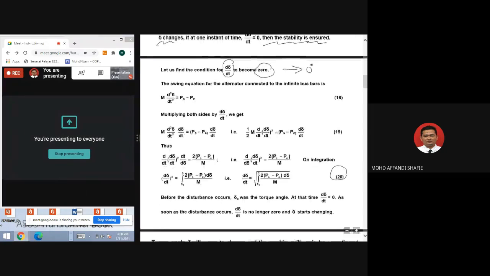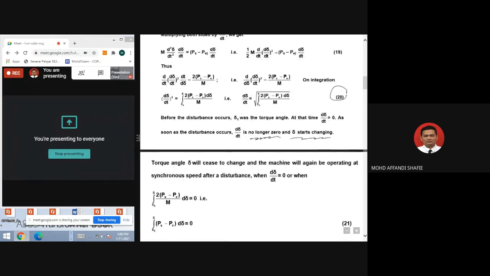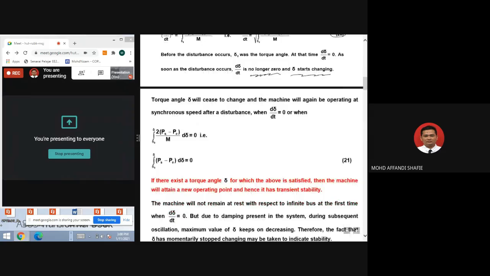Before the disturbance occurs, delta 0 is the torque angle at that time, and d delta over dt is equal to 0. As soon as the disturbance occurs, d delta over dt is no longer 0 and delta will start changing. So the torque angle delta starts to change. The machine will again be operating at synchronous speed after a disturbance when d delta over dt is 0. So you integrate from delta 0, the initial delta, to some value of delta, the integral of 2 (Ps minus Pe) divided by M, and this is equal to 0. So this is equation 20.